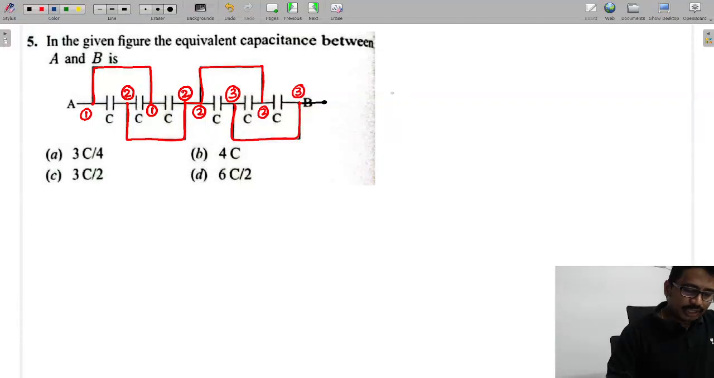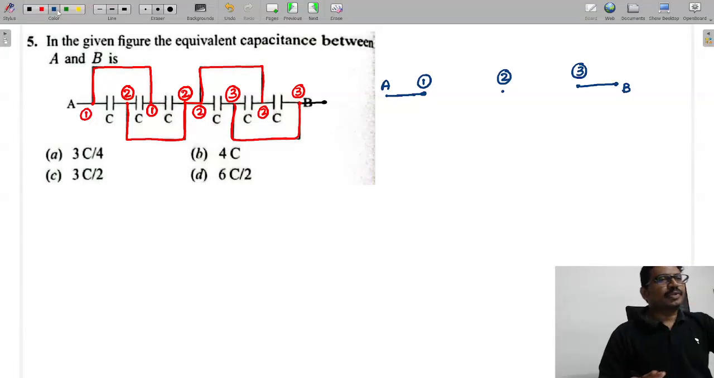अभी देखो इधर क्या आएगा इधर. So this point, and this is A. Now I am taking this point as 1, I have taken another point. This point I am calling 2, and this point I am calling 3. From 3 we have the B terminal. This is B.